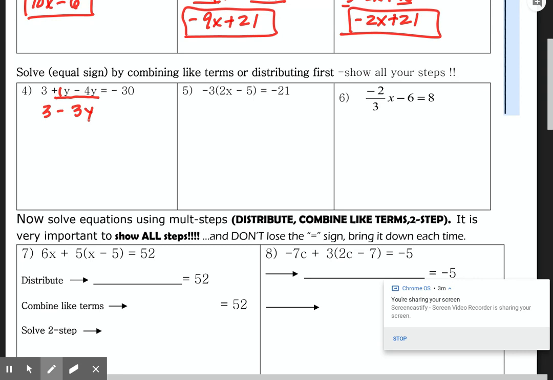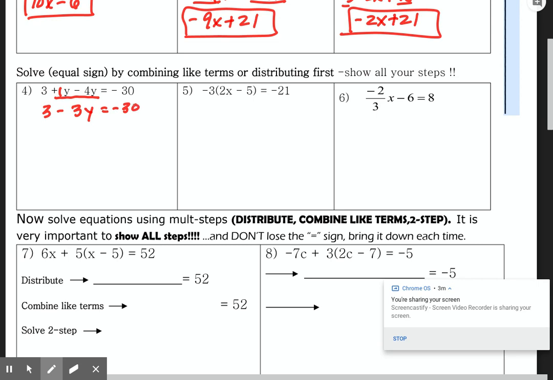So again, let me sing that song one more time. Same signs, add and keep, different signs subtract. Take the sign of the higher, then you'll be exact. So the 4 is my higher number, and it's a negative. So that's why that's a -3y equals -30.